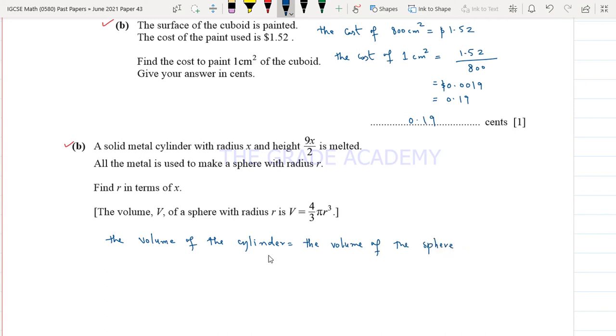Now the volume of the cylinder is given by the formula pi r squared h. So pi times the radius squared, and here the radius is x, so this will be pi times x squared times the height, and the height is 9x/2. This is equal to the volume of the sphere, which is given by the formula 4/3 pi r cubed. So here the radius is r. Now from here we have to find r in terms of x.